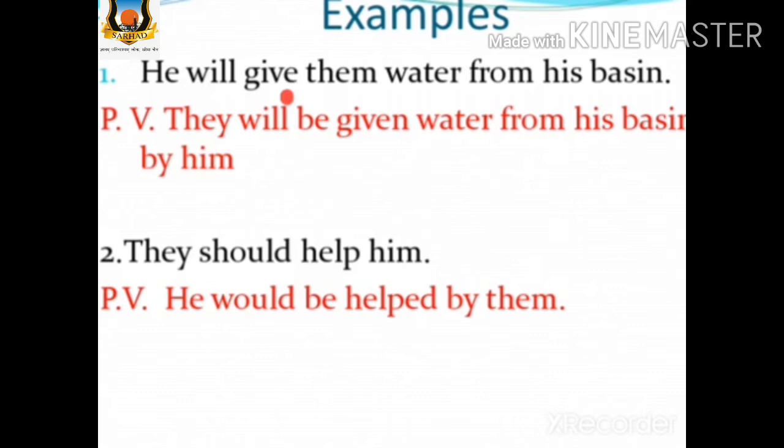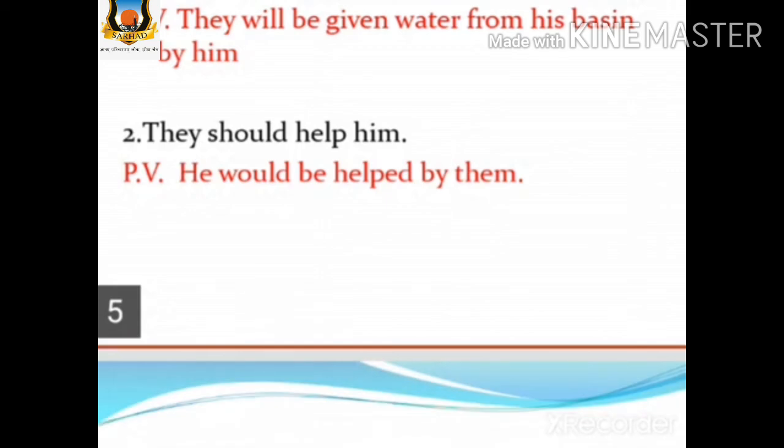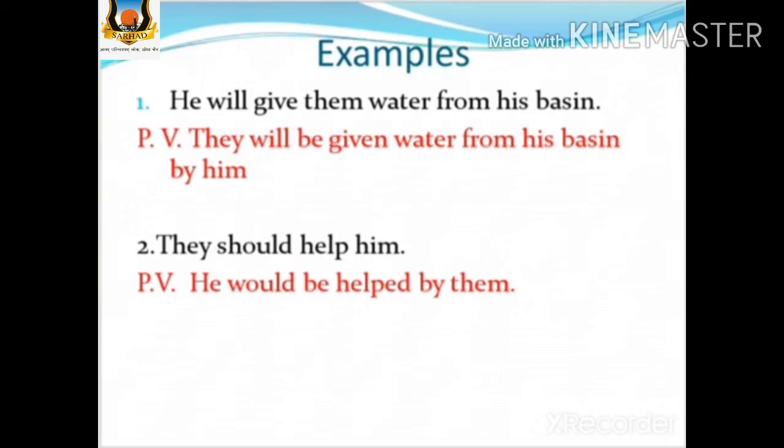So, he will give them water from his basin. How will it come? According to the formula, we got the subject, auxiliary verb, and main verb. Now tell me which is the object in this sentence, students. Do you know the object? Yes, you are correct. Them is the object in this sentence. He will give them water from his basin.